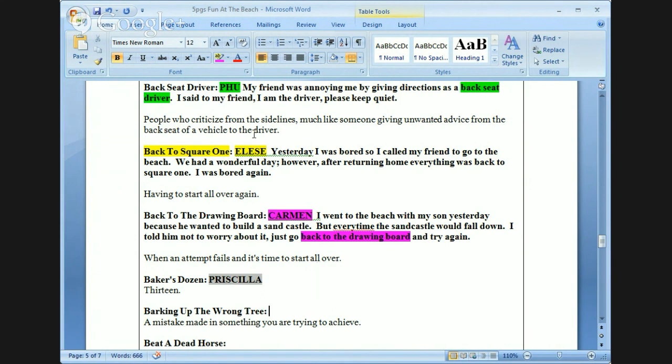I went to the beach with my son yesterday because he wanted to build a sandcastle. But every time the sandcastle would fall down, I told him not to worry about it and just go back to the drawing board and try it again. Very good. Very nicely done.